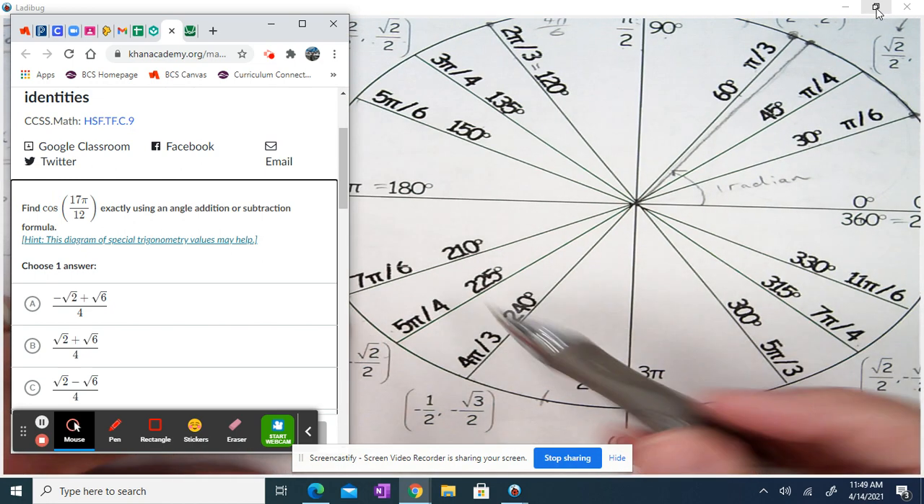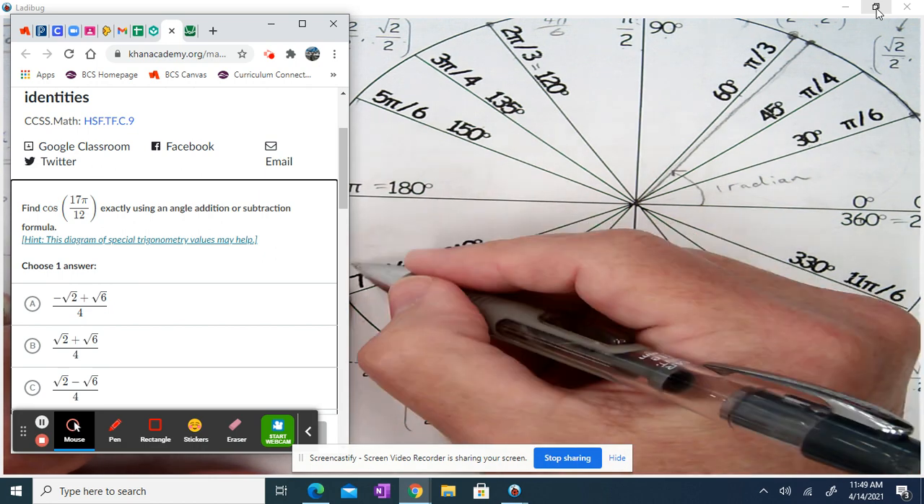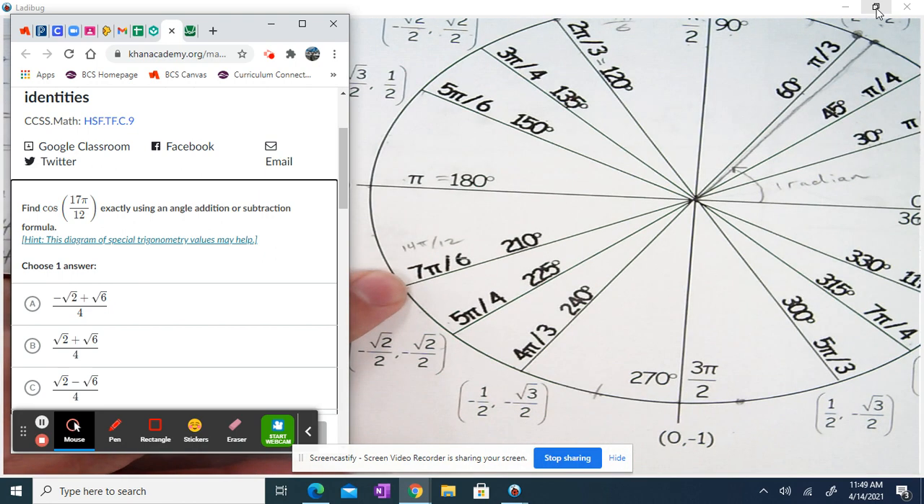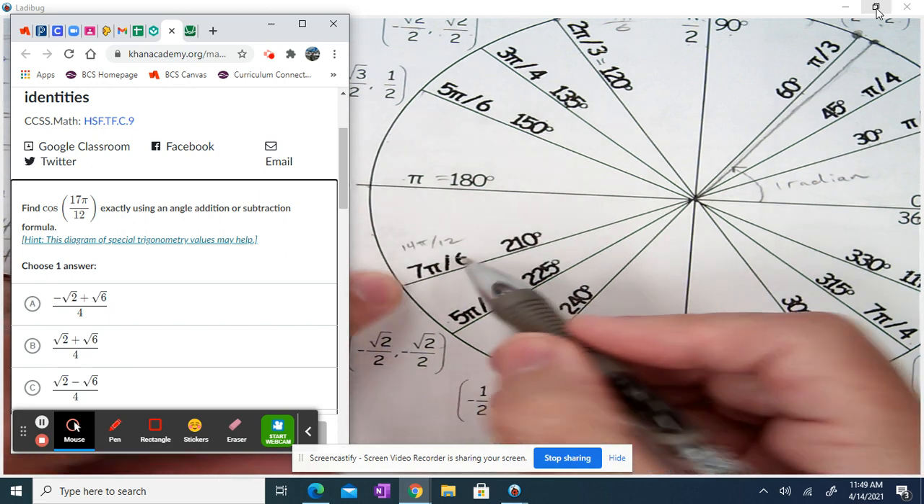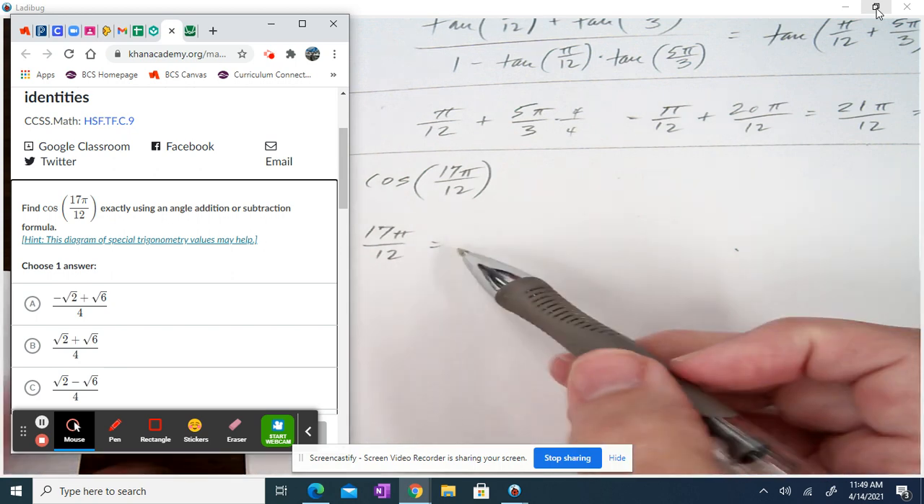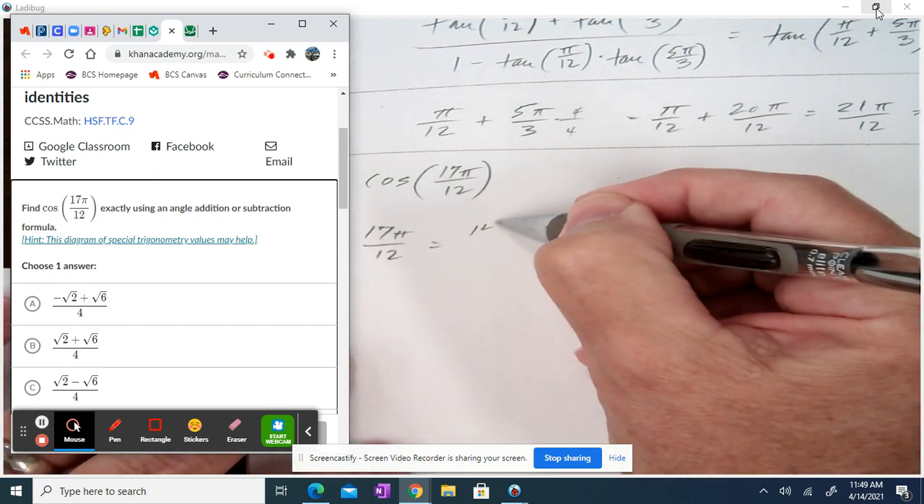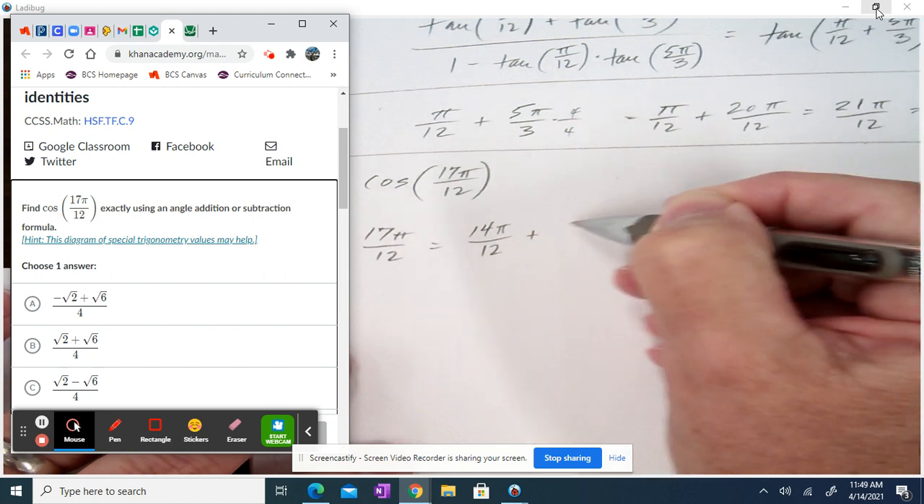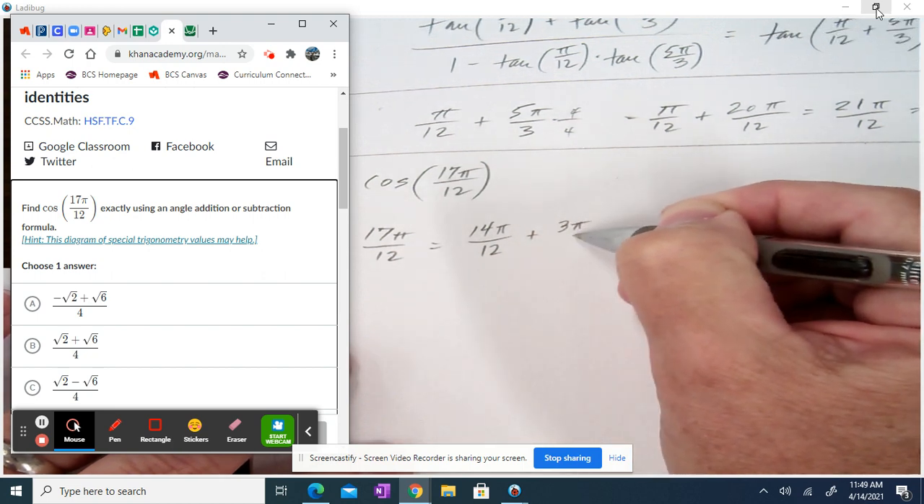So this is the same as 14 pi over 12, right? Just double the top and bottom, because since the problem is given to me in 12ths, I would like to keep it in 12ths. So I try to figure out what two angles I'm going to use. And then I would have to add 3 pi over 12.